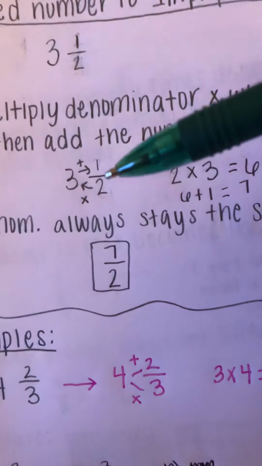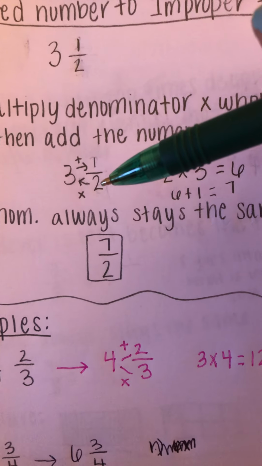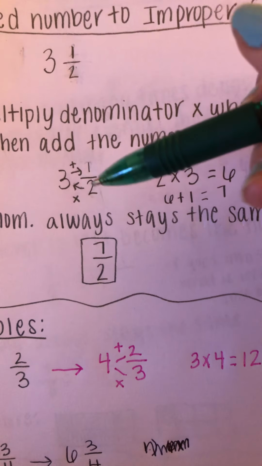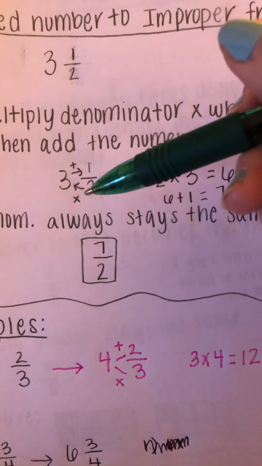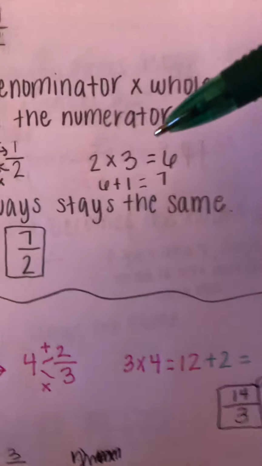When I do this, I like to put arrows to remind me what I need to do. So I have a 2. I need to multiply my denominator by my whole number, 2 times 3. And then I simply add the numerator. And I wrote out the steps right here.